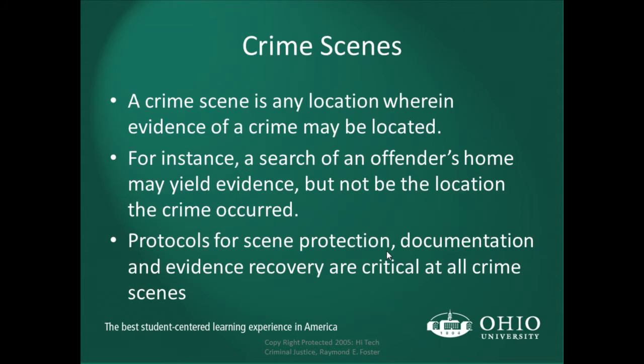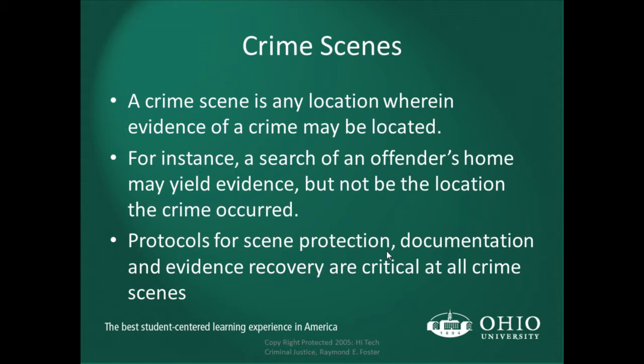Crime scenes. A crime scene is not only the scene where a crime occurred, but anywhere that a crime or evidence of a crime can be located. So a crime scene is any location where evidence of a crime may be located. For instance, a search of the offender's home may yield evidence, but it's not the location where the crime occurred. And quite often that's going to be the case. They'll go back and search a suspect's home, and that is a lot of times to help derive motive and tie evidence that was collected at the scene back to the suspect.